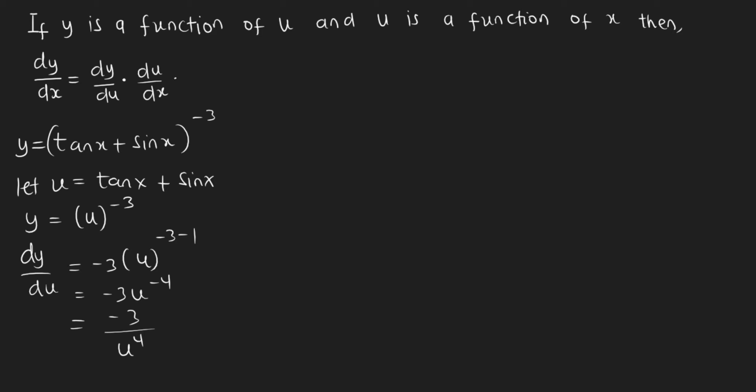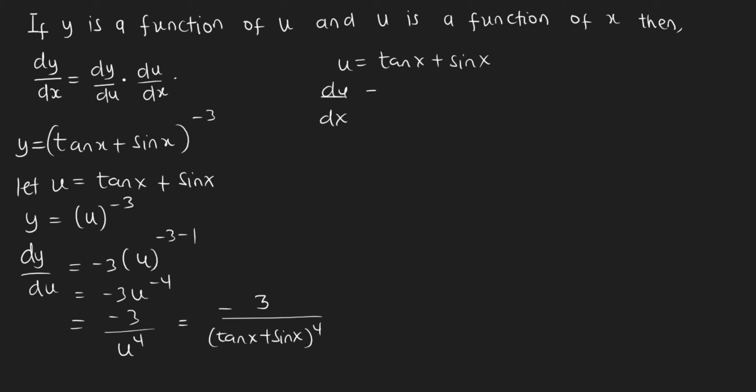Okay, so now we know u to be tan x plus sine x, right? So this will be equal to minus 3 divided by (tan x plus sine x) to the power 4, right? So now let's find du/dx. We know u to be tan x plus sine of x, right? So du/dx will be equal to the derivative of tan x, which is sec squared x, and then the derivative of sin x will be cos x, so plus cos x.